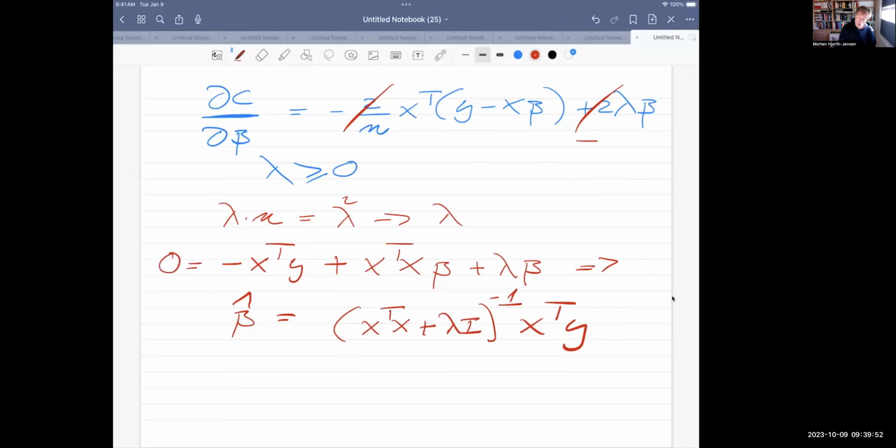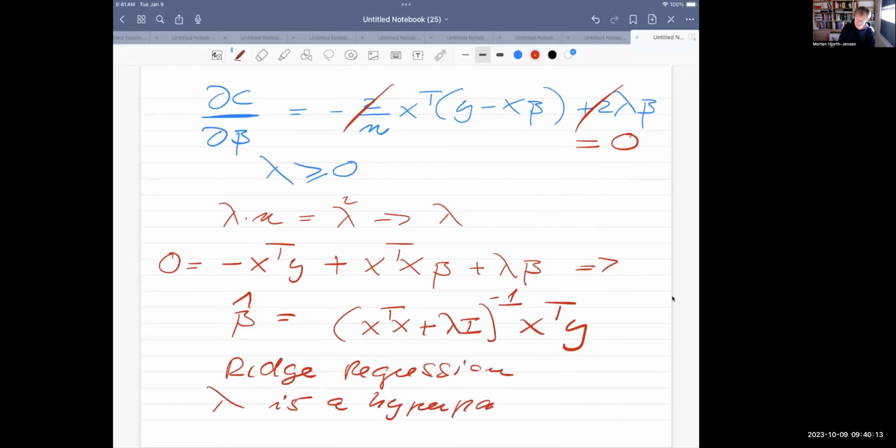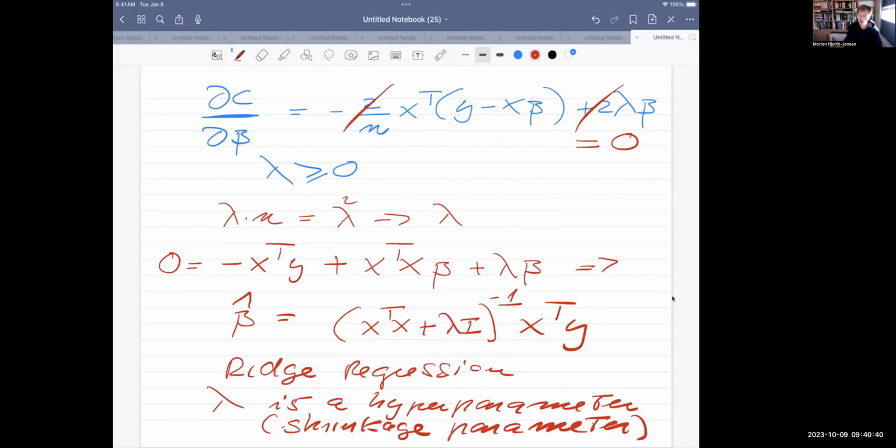So this is the quantity we actually want to zero out. And this is the expression for ridge regression. And what you see now is that we have introduced a new parameter. So lambda is a so-called hyperparameter, which we can tune. And you can actually show that the mean squared error you can get can in some instances be smaller than the one you would get when you perform ordinary least squares. It's also called a shrinkage parameter, and we will see quickly why this is a shrinkage parameter.